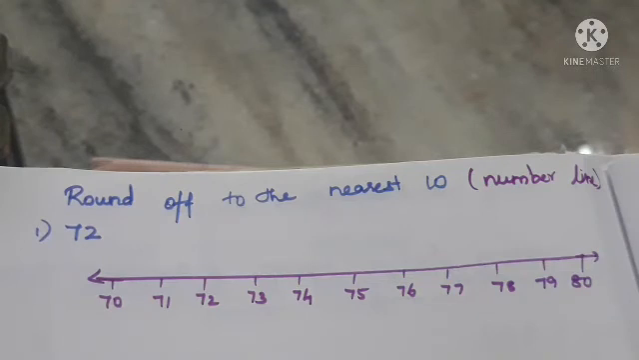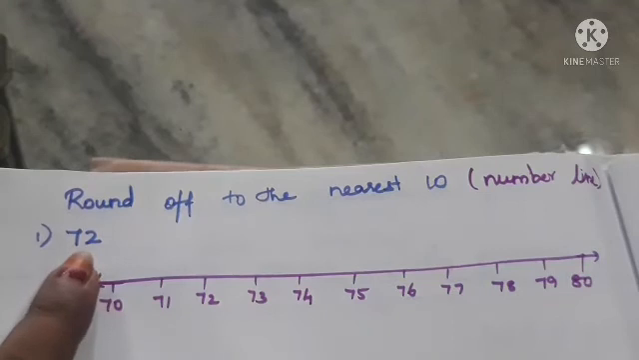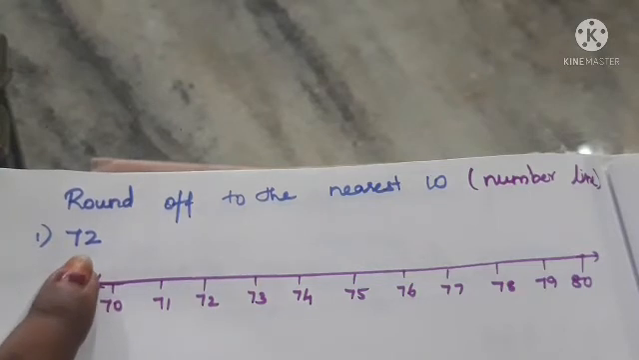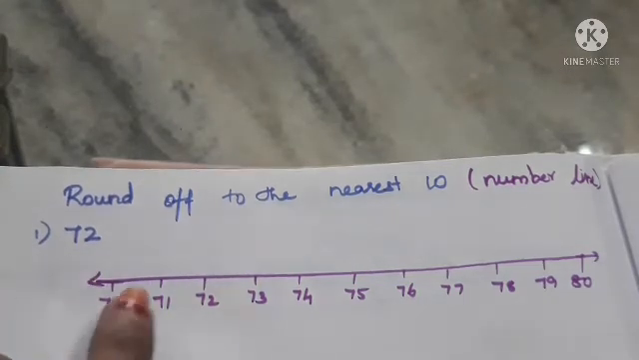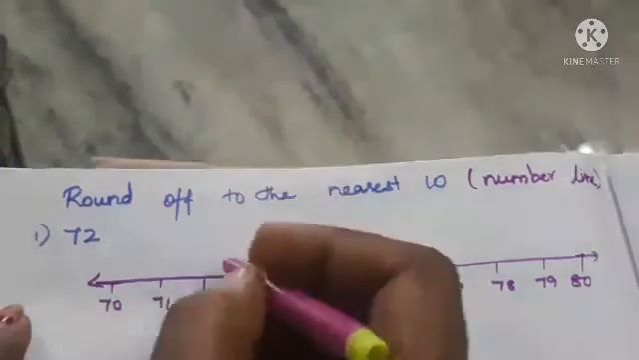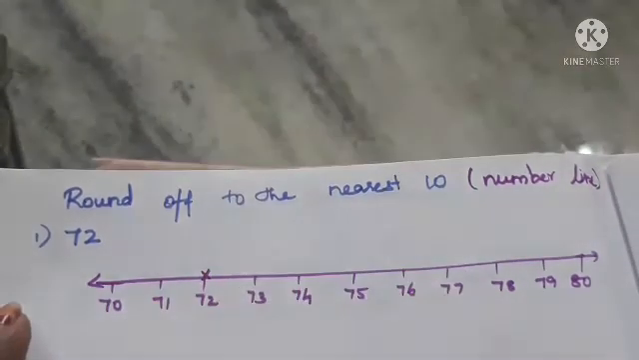So look here, we have 2 in the ones place. So do we have to round up or round down? Yes, first condition: it is less than 5, so we have to round down. Down means before the tens, that means 70. Okay, so 72 is our given number.